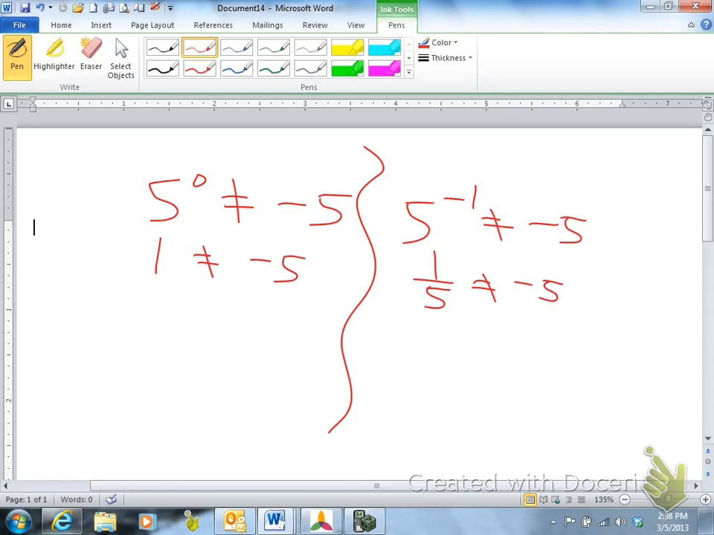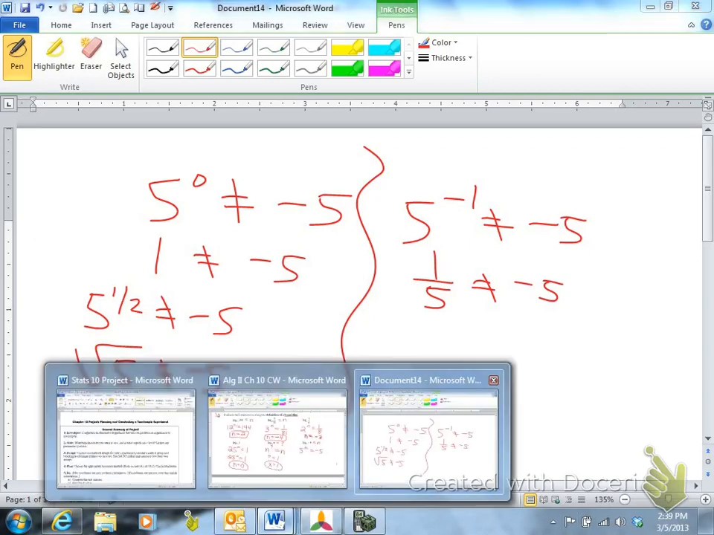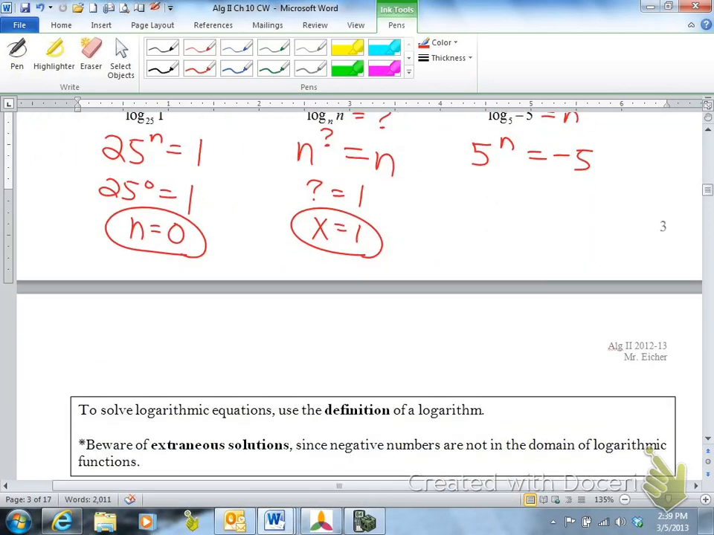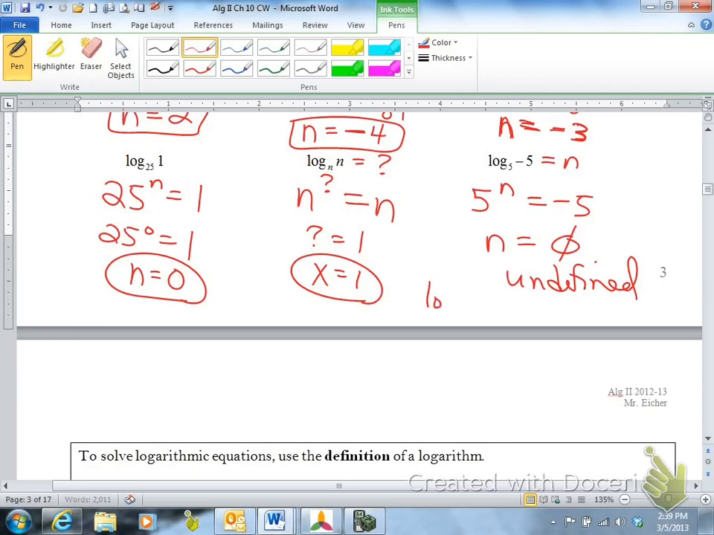What other numbers could you use? How about to the 1/2? Does that equal -5? No, because that's the square root of 5 equals -5, and that's not true. So after you've tried a bunch of numbers, you realize nothing actually works. So we would say that the answer is undefined. There's no number that works to answer this equation. So anytime you have log of a negative number, you get undefined.